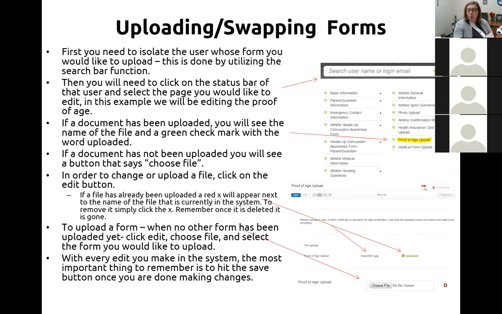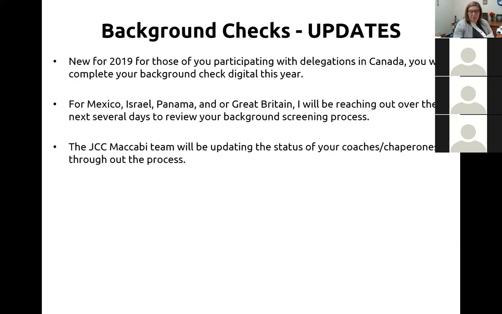Once you've deleted a form, or in the instance that a form has not been uploaded yet, you'll see sort of the image on the bottom of your screen here. It works the same way that any upload or attachment to an email will work. You'll click Choose File. It'll give you the access to select any file from your computer, and you'll go ahead and upload it in the place of the original form, or again, it will be the original form that you're uploading into the system. Any questions about uploading or swapping forms?